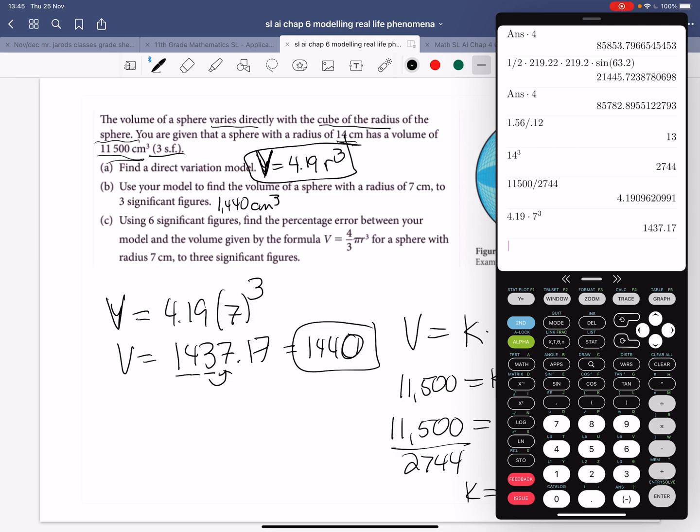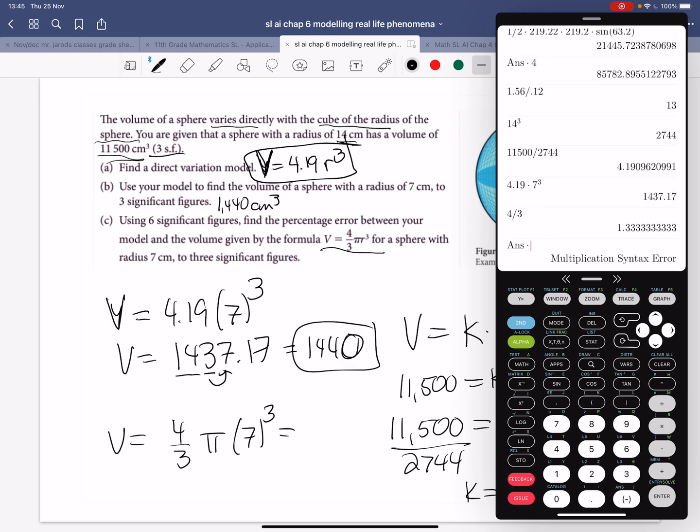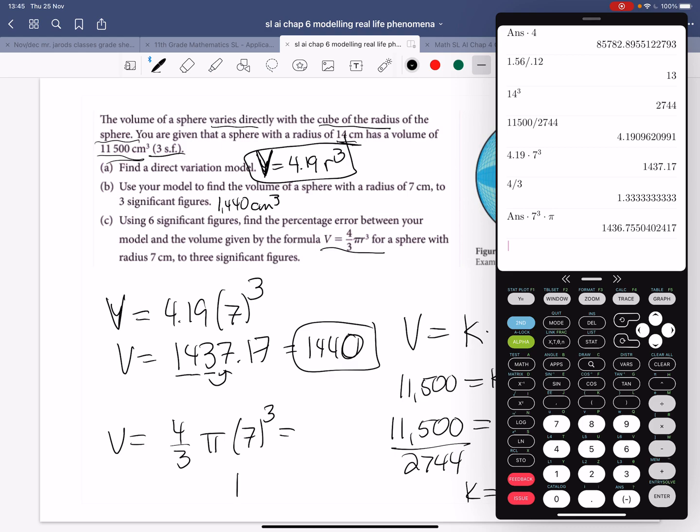Using 6 significant figures, find the percentage error between your model and the volume given by the formula V equals 4/3 pi r cubed for a sphere with radius 7 centimeters. All right, so the actual volume is 4/3 pi times 7 cubed. So we go to our calculator, 4 divided by 3 times 7 to the third times pi. That gave us 1436.75. Okay, there's 6 significant figures.